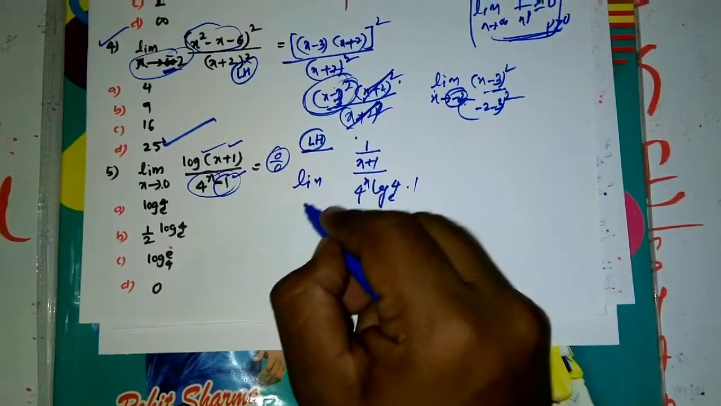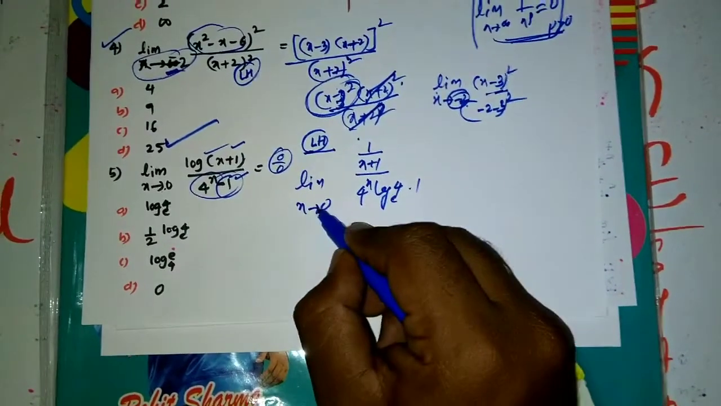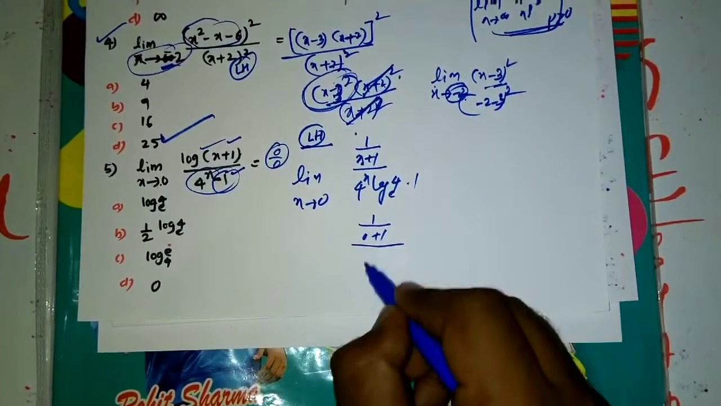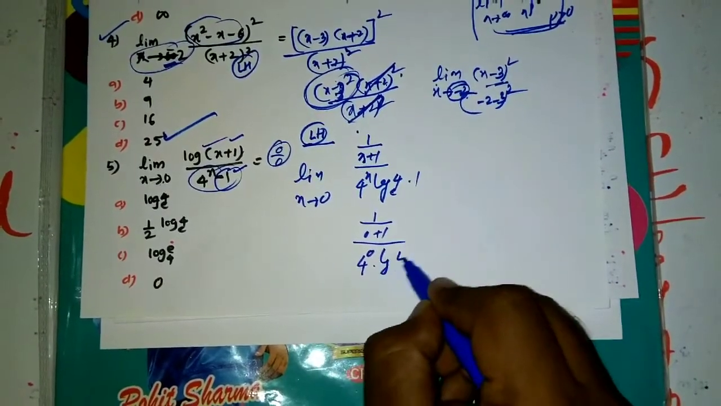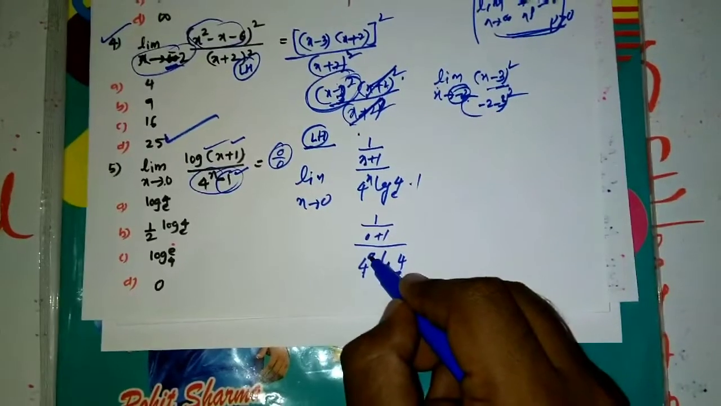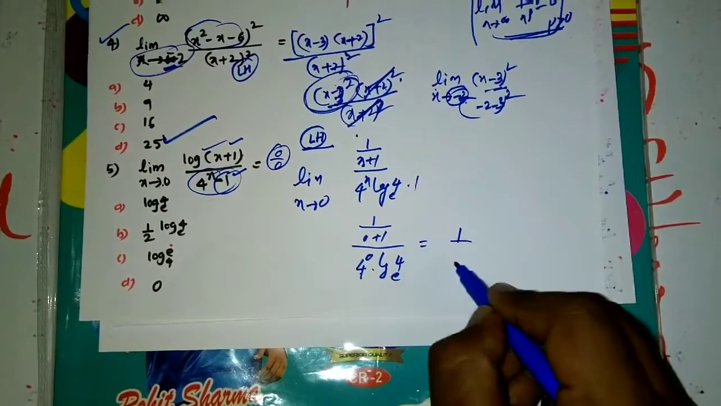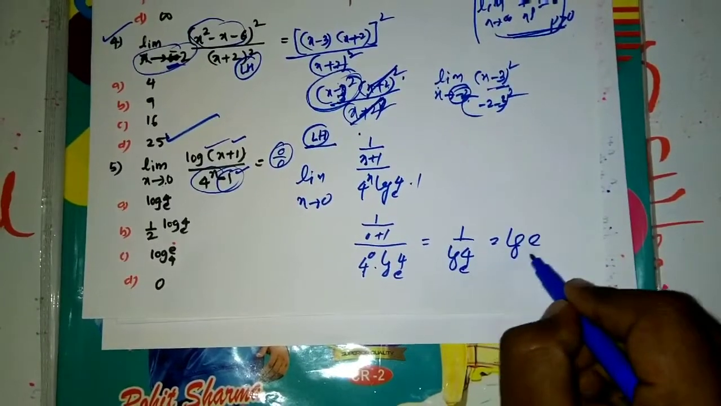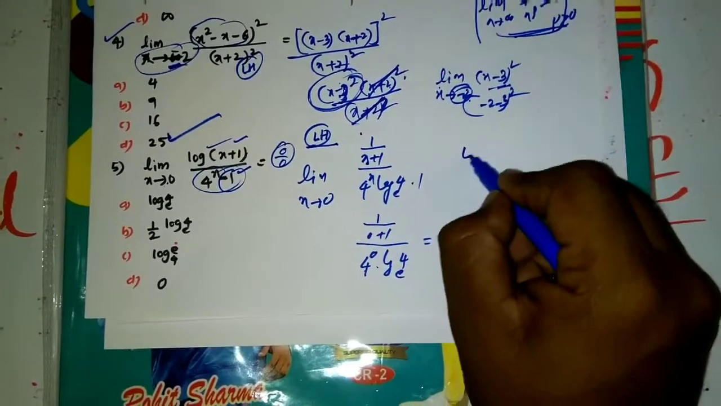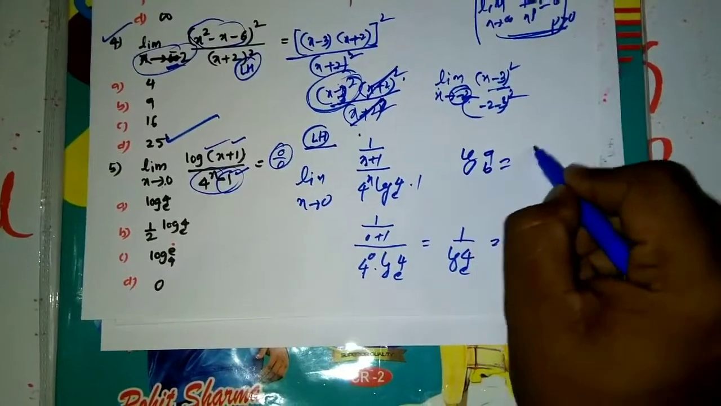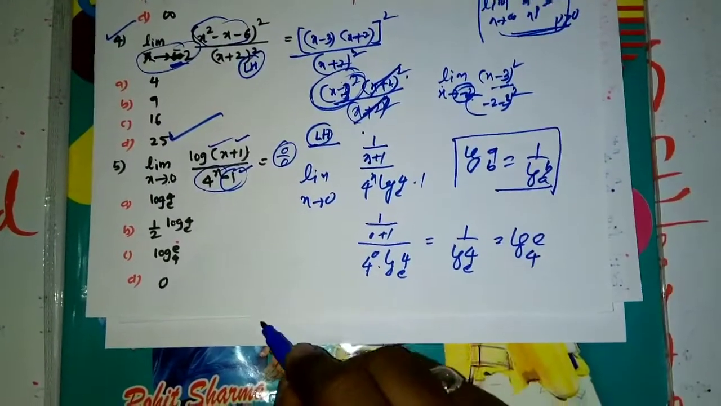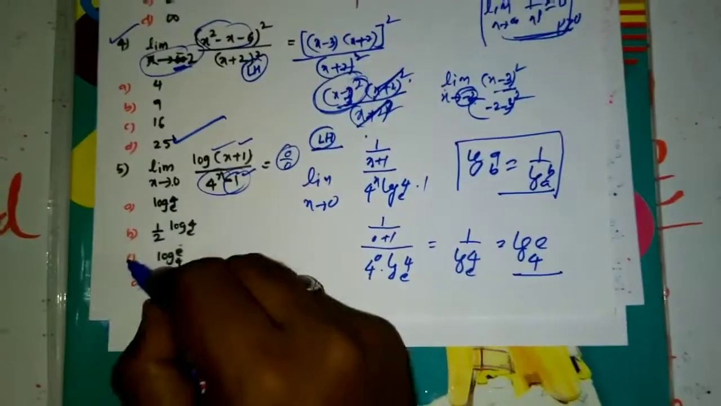Limit x tends to 0. In place of x, apply 0. So 1 divided by 0 plus 1, and here 4 raised to 0 into log 4 to the base e. 4 raised to 0 value is 1. It becomes 1 divided by log 4 to the base e. If I apply the change of base theorem, it becomes log e to the base 4. Keep in mind the result: log a to the base b is equal to 1 divided by log b to the base a. Hence the correct answer is log e to the base 4, nothing but option number C is correct here.